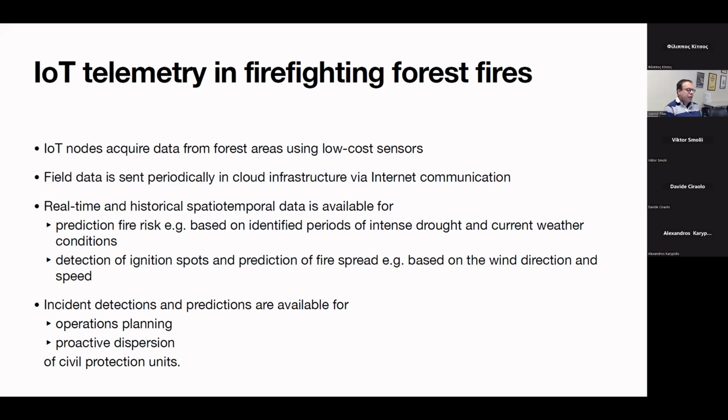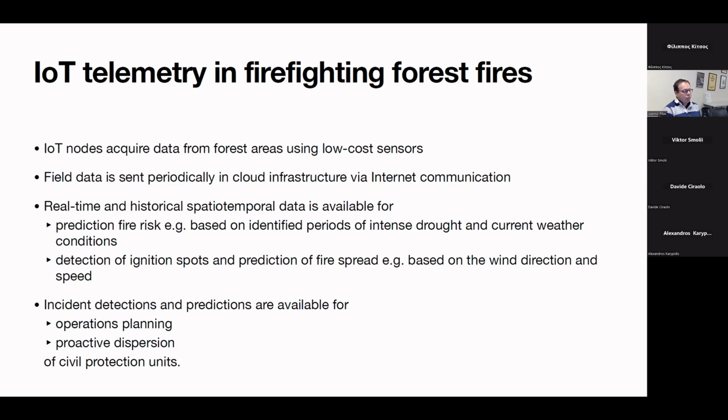Now, this slide presents how it is possible to integrate IoT telemetry and to use it for firefighting forest fires. First of all, we have IoT devices or nodes which acquire data from forest areas, using low-cost sensors. The field data is sent periodically to cloud infrastructure via internet communication, as I showed you before. And we accumulate real-time and historical spatiotemporal data, which is available for various analyses.